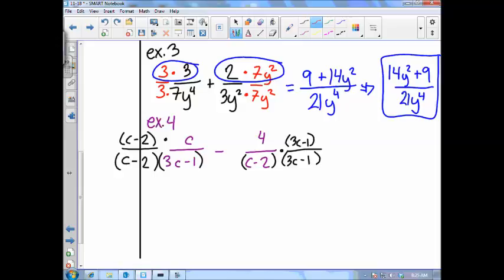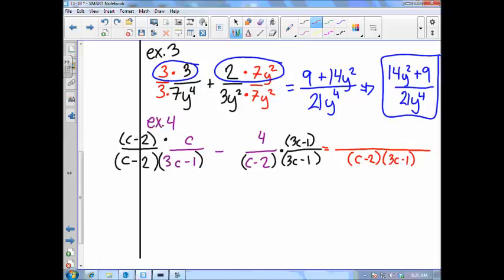So now we can morph them into one big fraction with c minus 2 times 3c minus 1. Any questions how we got the common denominator to be c minus 2 times 3c minus 1? Yeah? Mm-hmm. Yep. Sometimes it's not always the simplest form by just multiplying the denominators together, so at the end you just have to make sure it's simplified.